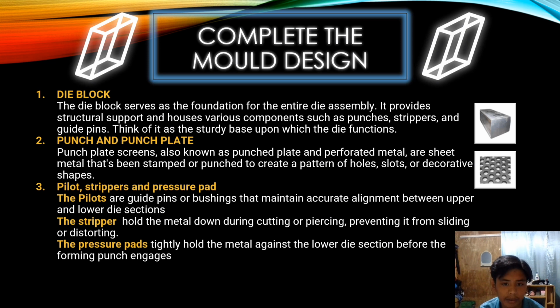Punch and punch plate. Punch plate screen, also known as the punch plate, and perforated metal are sheet metal that can be stamped or punched to create a pattern of holes, slots, or decorative shapes. Pilots, strippers, and pressure plate. The pilots are guide pins or bushings that maintain correct alignment between upper and lower die sections. The stripper holds the metal down during cutting or piercing, preventing it from sliding and distorting. The pressure pads tightly hold the metal against the lower die section before the forming punch engages.